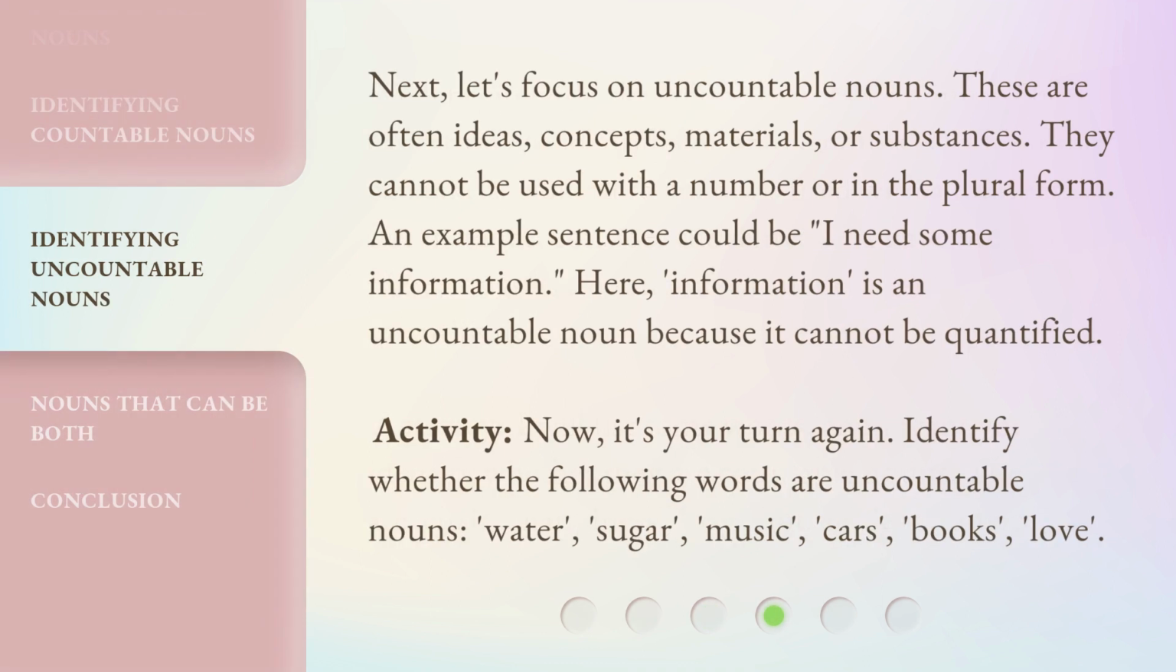Next, let's focus on uncountable nouns. These are often ideas, concepts, materials, or substances. They cannot be used with a number or in the plural form. An example sentence could be, I need some information. Here, information is an uncountable noun because it cannot be quantified.